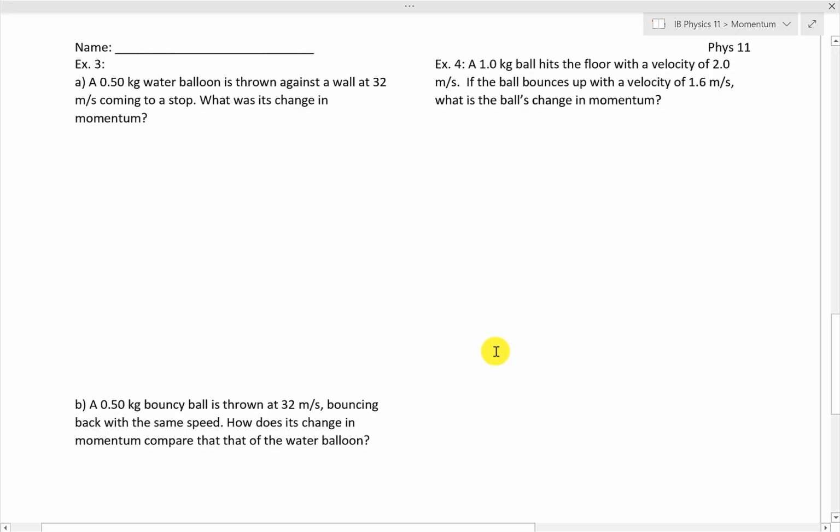Here we have some more examples on momentum, starting with example 3, which I will do, and you will do example 4. All right, let's get started.